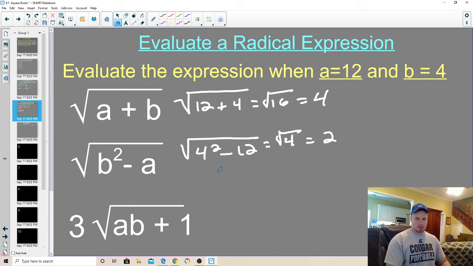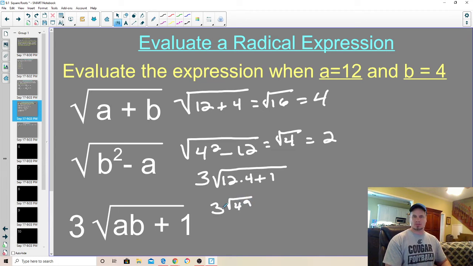Okay, the last one we're going to do here, we've got 3 on the outside, and inside we've got a times b, which is 12 times 4, plus 1. Okay, on the inside, we have to multiply first. 12 times 4 is 48, plus 1 is 49. So basically we have 3 times the square root of 49.